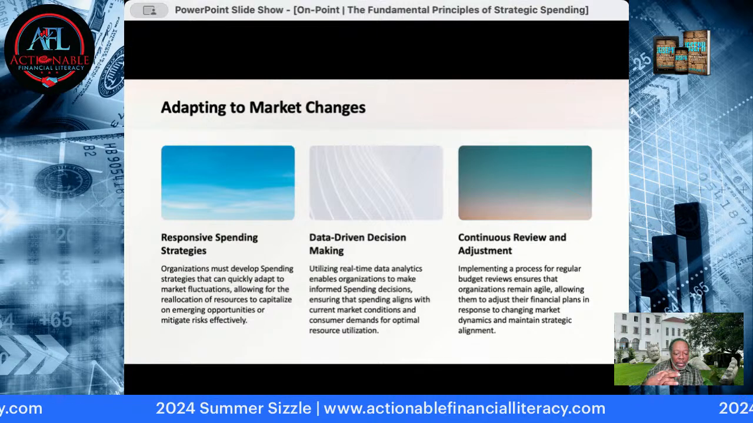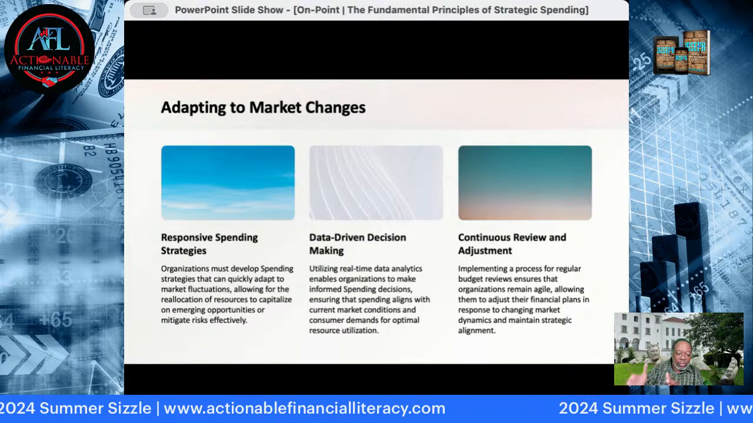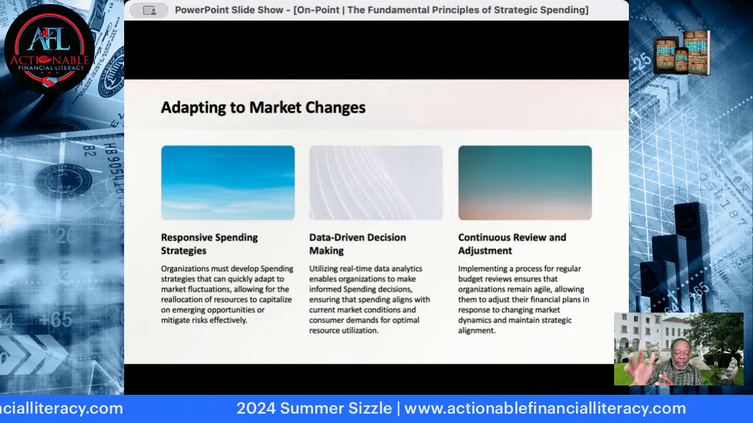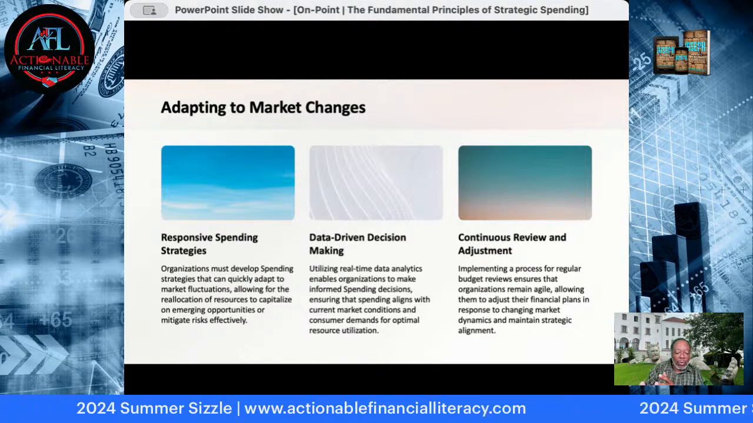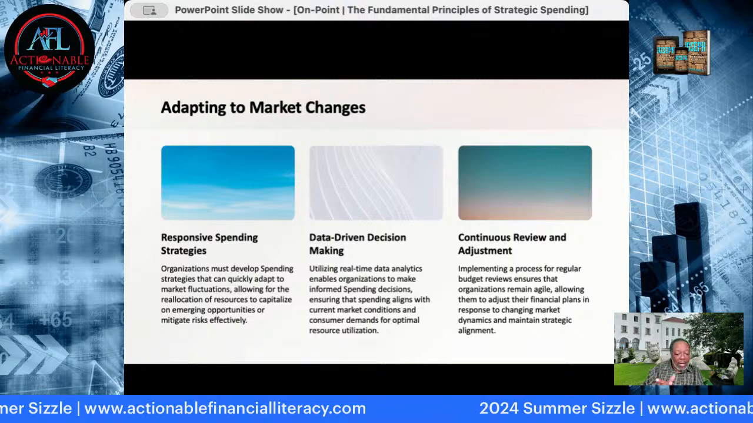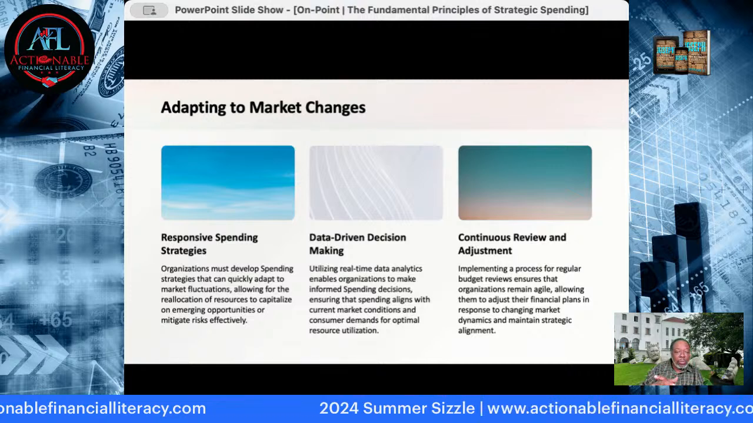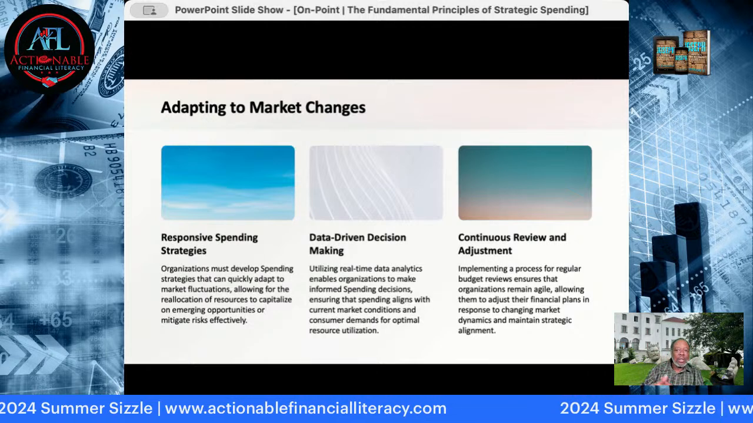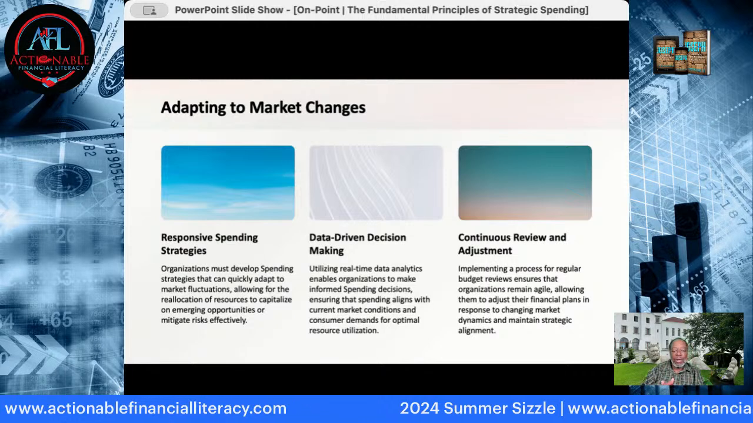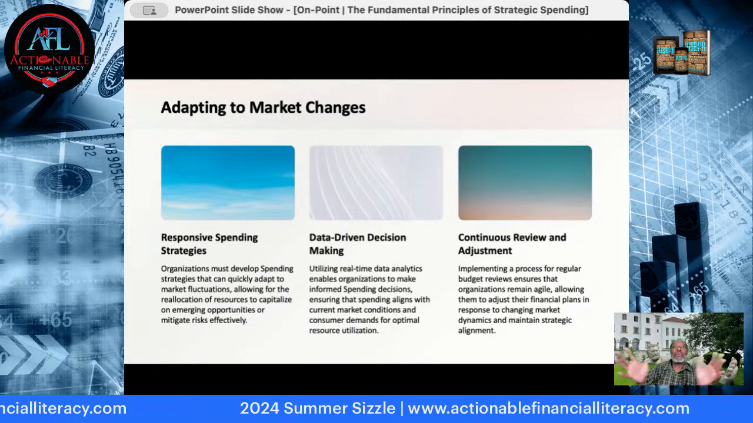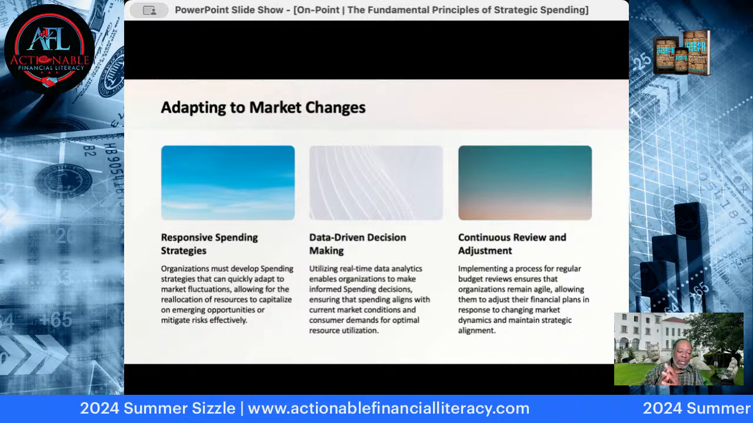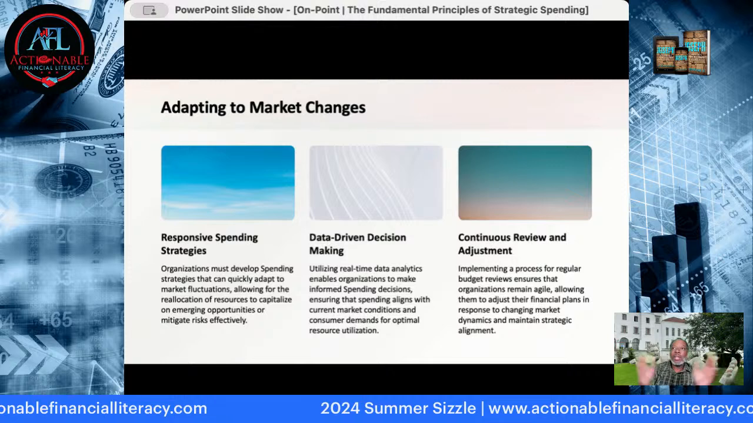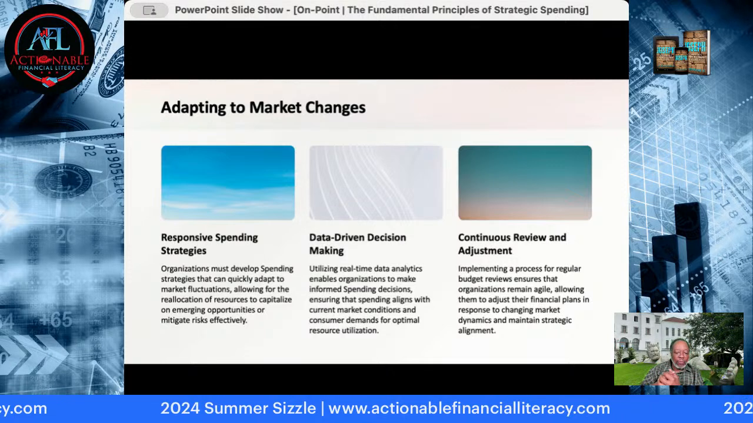Now you also have data-driven decision making. You can utilize real-time data analytics and work on those changes that are out there. Consumers can make demands for optimal resource utilization. So it's data driven for what's happening right now in the economy, and you can adapt to these different market changes. Your spending changes are now real time.